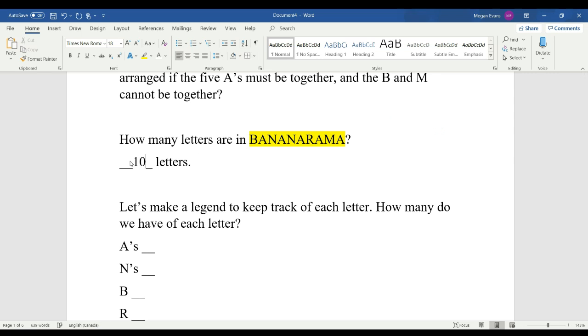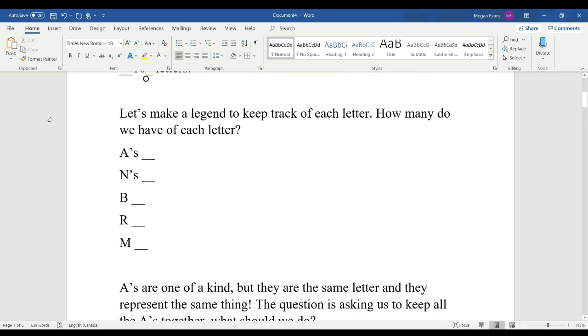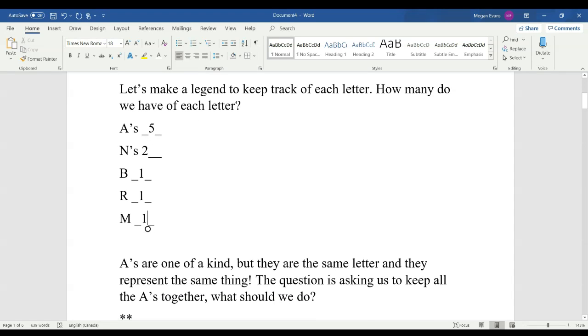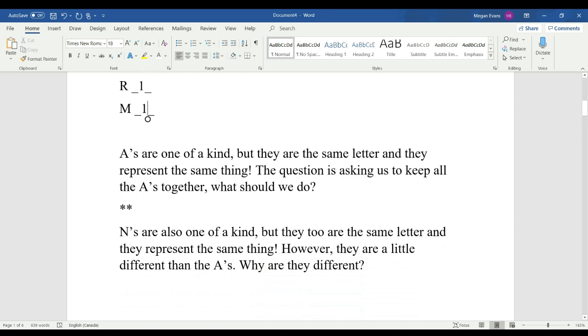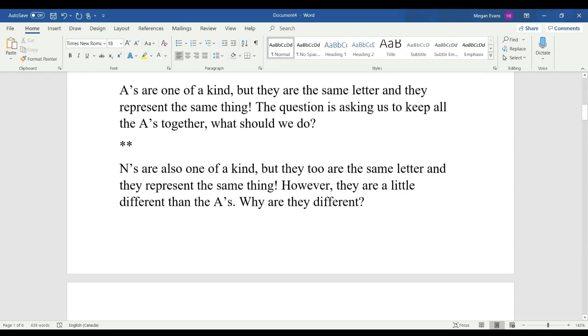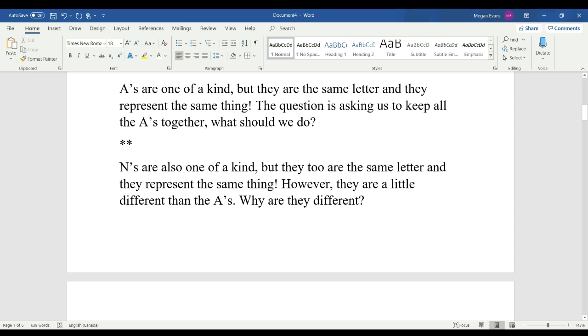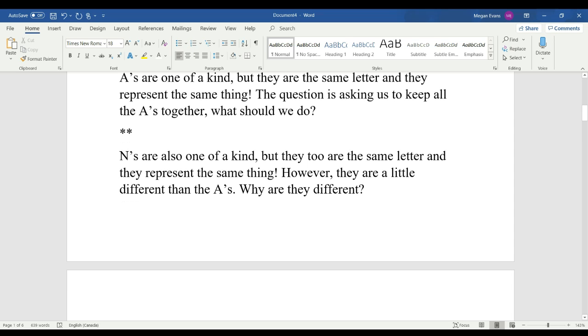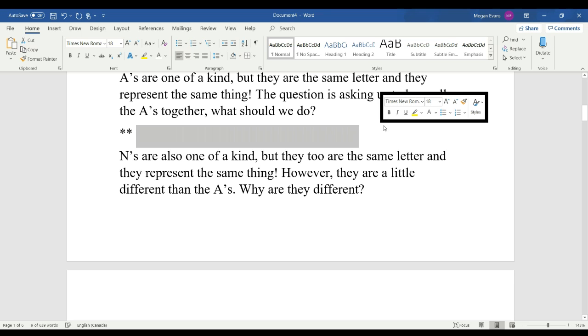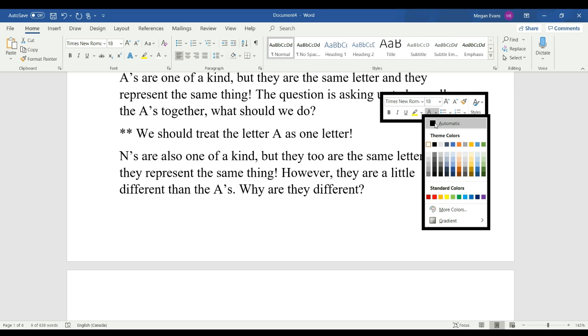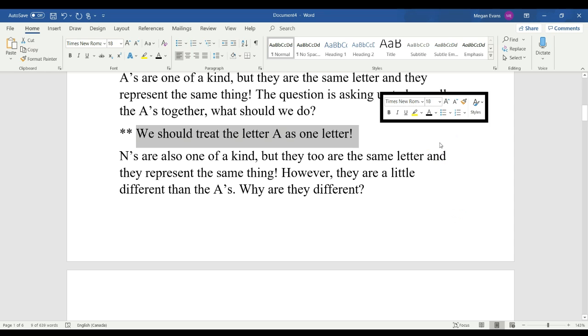So we can write that down, and let's make a legend to keep track of each letter. We have 5 A's, 2 N's, 1 B, 1 R, and 1 M. Let's focus on the A's and the N's for now, just because they are the most letters in the word. The A's are all the same letter and represent the same thing. The question is asking us to keep all the A's together. So what should we do? Well, I think that we should treat the A's as one letter.